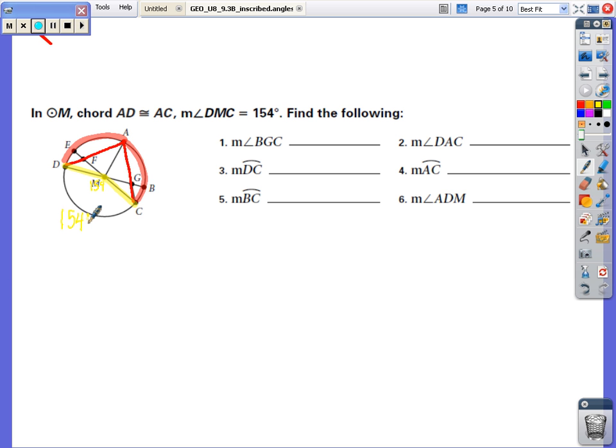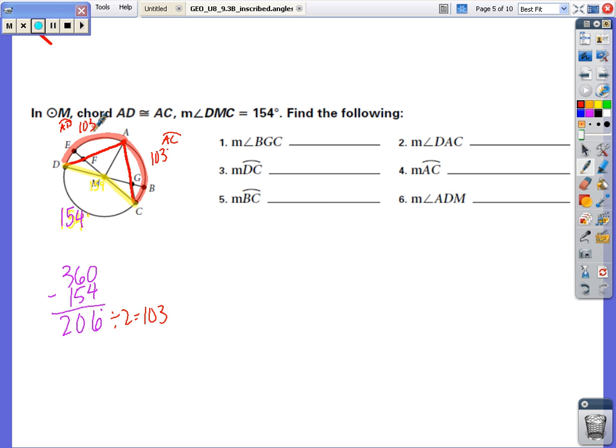You okay with that? So here's what I'm going to do. Sorry, you can barely see that. This is 154 degrees. So if I do 360 minus 154, that gives me 206 degrees. So that's what's left over on this side. So if I split that in half between the two parts that are congruent, that gives me 103. So this is 103 from A to C, and from A to D it is 103. Okay?